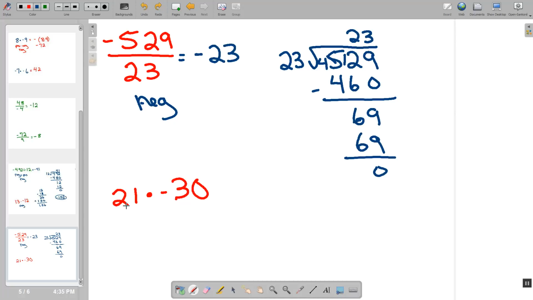For the bottom problem, I know that 21 times 3 is equal to 63. So therefore 21 times 30 has to be equal to 630. I know a positive times a negative is equal to a negative. Therefore, our answer is negative 630.